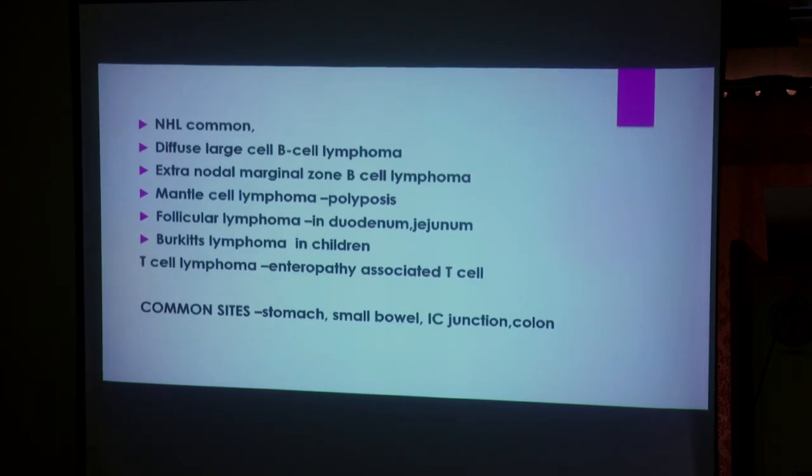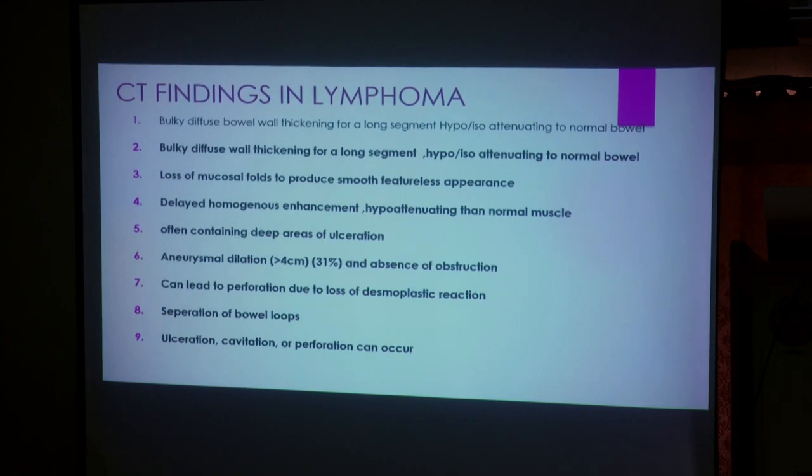These are the cell types. It's better to know about all. So NHL is common and also we know B cell tumor is common. Knowing the cell type is very important since mantle cell lymphoma can present as multiple polyposis. Though we say lymphomas are common in the stomach and ileum, in follicular lymphoma it's more common in the duodenum and jejunum. So we must know the basic pathology.